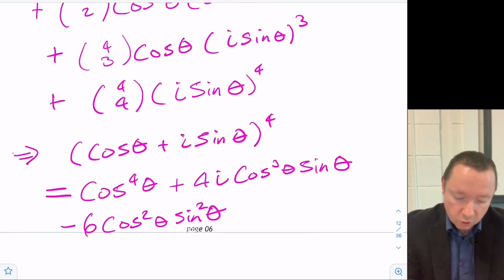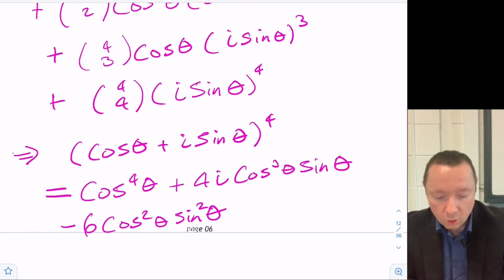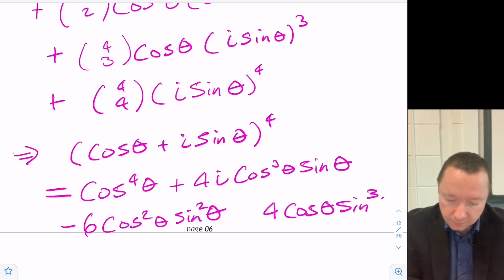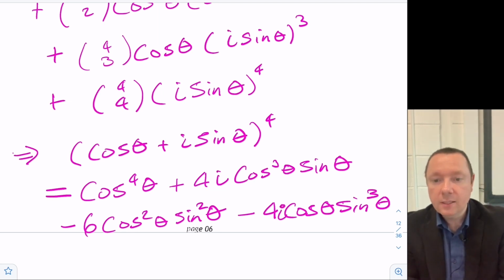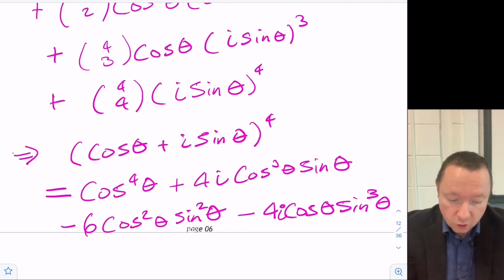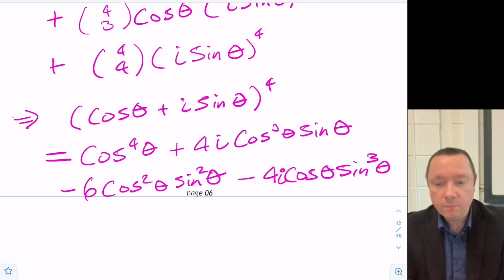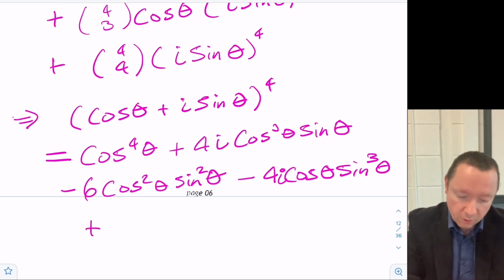Moving on to our next one, 4 choose 3. So that's 4 again. So we're going to have 4 cos theta sine cubed theta. And i cubed, well, i squared is minus 1. So minus 1, and then I've still got an i. So minus 4i. And the last one, 4 choose 4, is just 1, of course. i to the power of 4 is i squared squared, which is minus 1 times minus 1, so plus 1. So we're just going to have plus sine to the power of 4 theta.